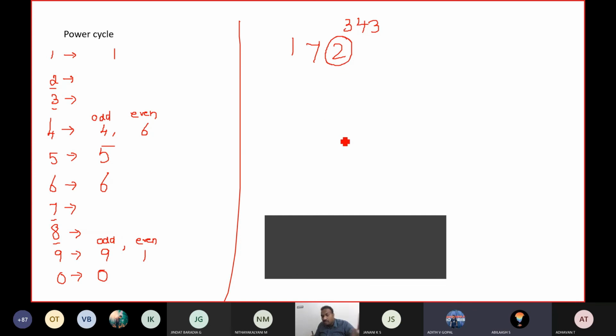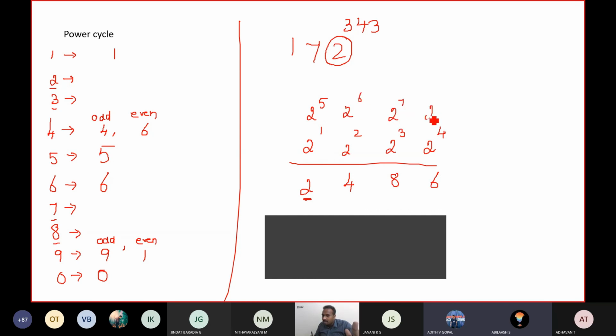Check what happens for 2's cycle. For example, 2 power 1, the last digit is 2. 2 square, 4. 2 cube, 8. 2 power 4, 16, so the last digit is 6. 2 power 5, 32. See, again I got 2. 2 power 6, 2 power 7, 2 power 8, again 2 power 9, 2 power 10, 2 power 11, 2 power 12. Clear, people? So this is how it goes on.